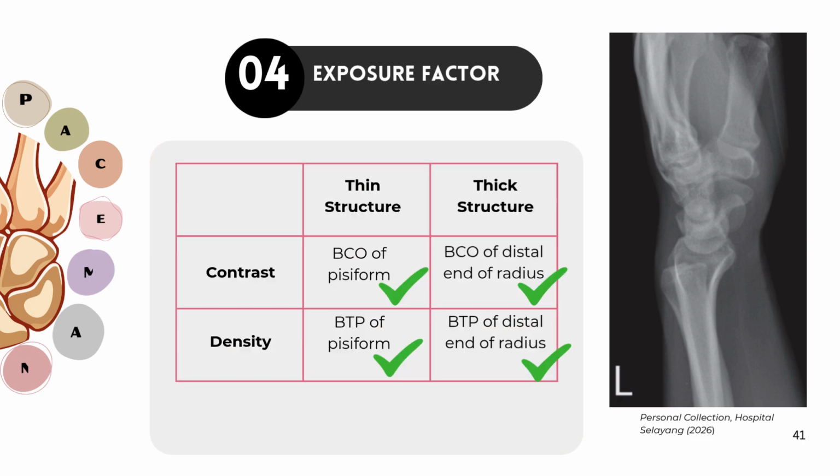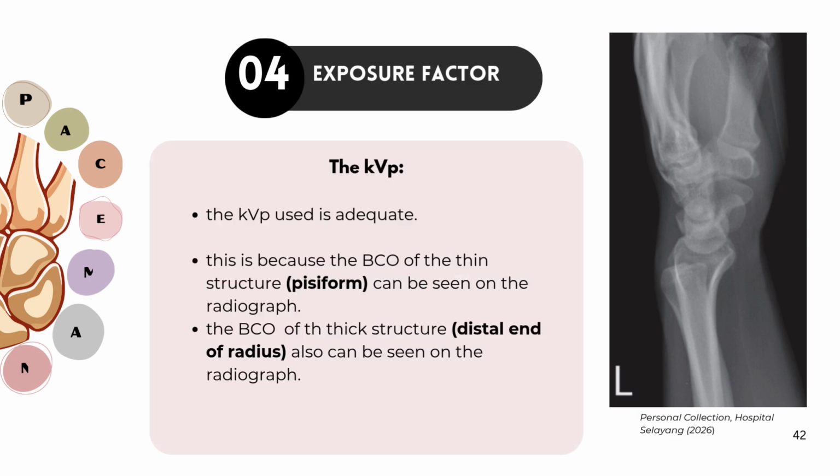This slide summarizes the exposure factor evaluation. The KVP used in this radiograph is appropriate. This is because the bony cortical outline of the thin structure, the pisiform, can be seen on the radiograph. The bony cortical outline of the thick structure, the distal end of the radius, also can be seen.